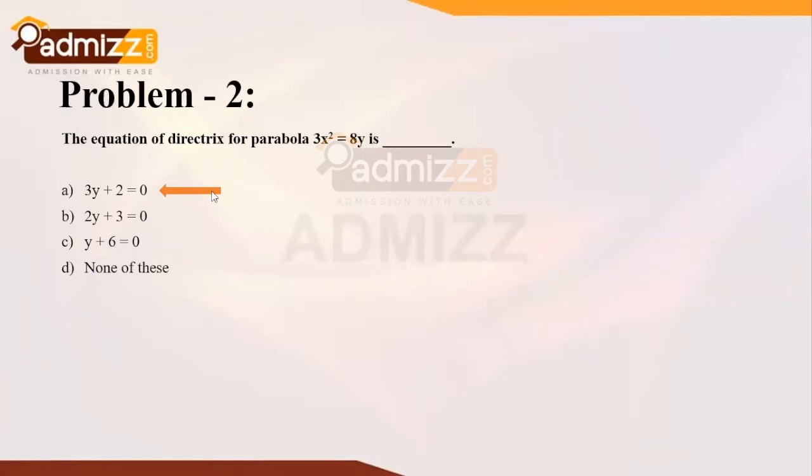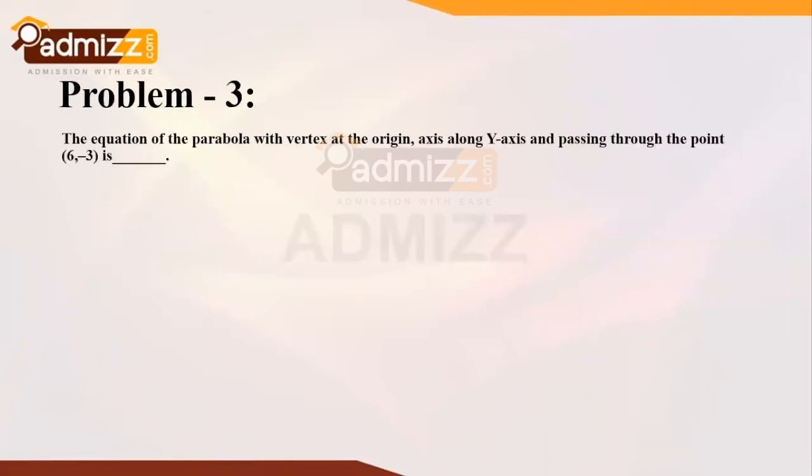The next question that is offered for the parabola: the equation of parabola with vertex at the origin, axis along y-axis, and passing through the point (6, -3) is what? So we need to construct the equation now. We need to find the equation of parabola wherein the vertex is located at the origin and the axis is along the y-axis, and it passes through the point (6, -3).